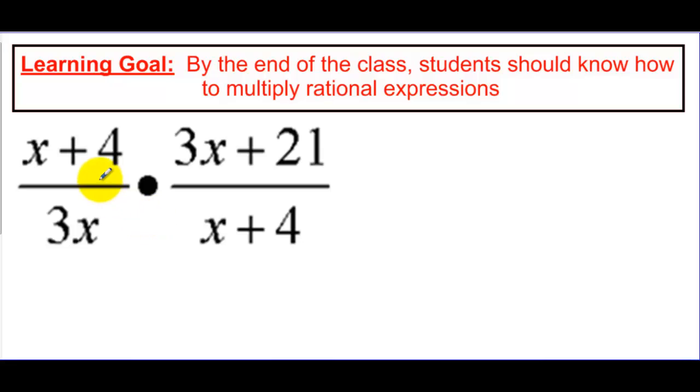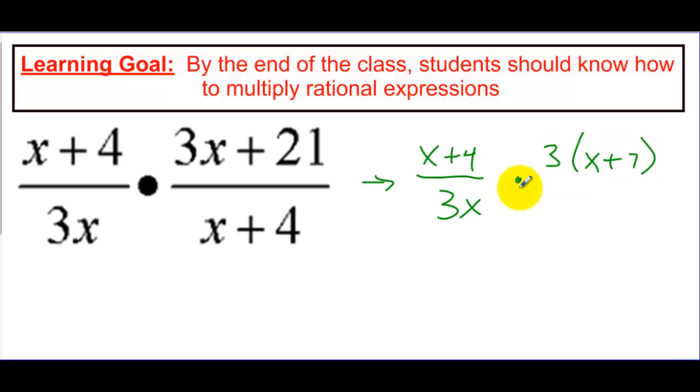So if you notice, in this particular problem, if I were to go through and look for factoring, x plus 4 doesn't factor, 3x doesn't factor, x plus 4 doesn't factor, but 3x plus 21, there's a GCF of 3 in this. So I'm going to turn this into, let's leave the first one by itself. Okay? We didn't change anything in that. But the second one, I can say this is the same as 3 times x plus 7.